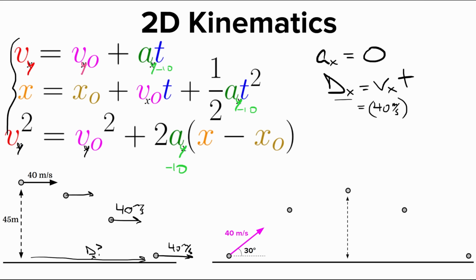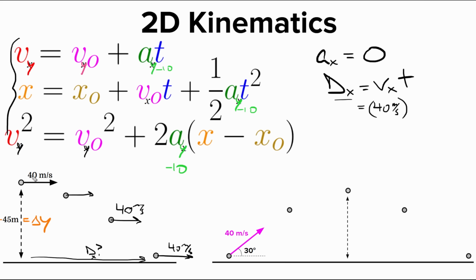Let's see, we have delta y. That's what this is right here. This is delta y, but technically with a negative sign. You got to be careful. Delta y is going to be negative 45 because it moved downward. We always know acceleration is negative 10. We also know v initial.